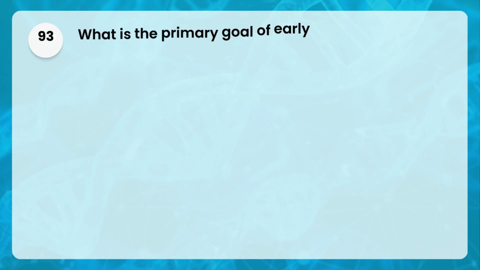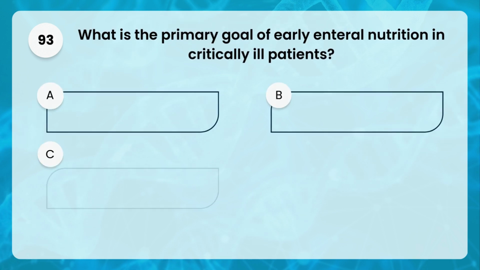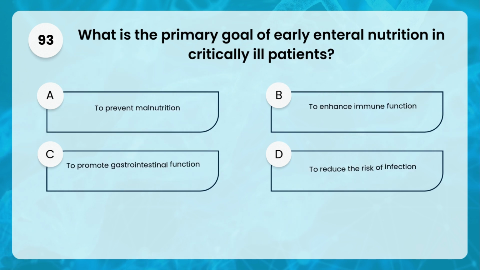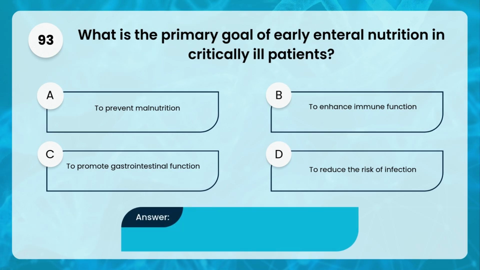Number 93. What is the primary goal of early enteral nutrition in critically ill patients? A. To prevent malnutrition. B. To enhance immune function. C. To promote gastrointestinal function, or D. To reduce the risk of infection? The answer is C. To promote gastrointestinal function.